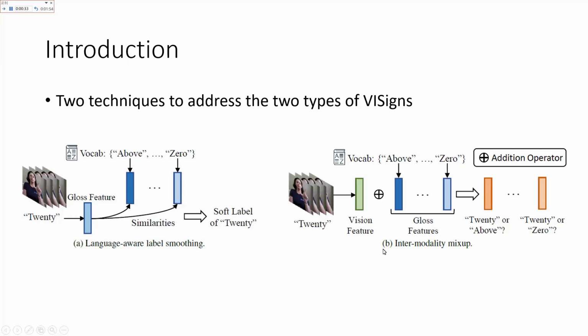For VI signs with distinct semantic meanings, although it's challenging to classify these VI signs from the perspective of vision, their glosses are still distinguishable. So during training, we blend the vision feature with the gloss features from the whole vocabulary and optimize the model with the proposed blended labels. In this way, we can maximize the signs separability with the help of gloss semantics.